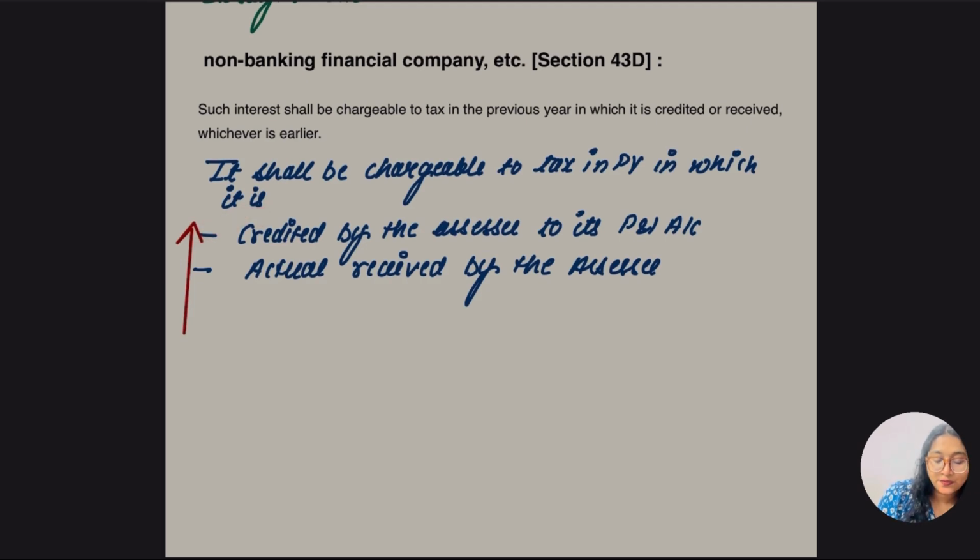First, the credit which is credited by the SSC to its P&L account, or actually received by the SSC. Whichever is earlier is to be taken here. So this was all about these sections.